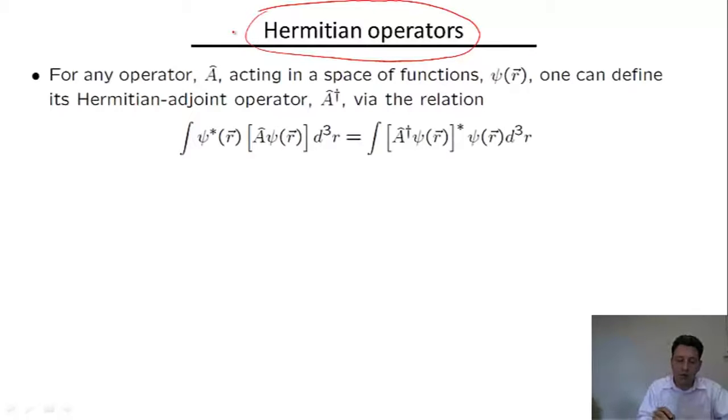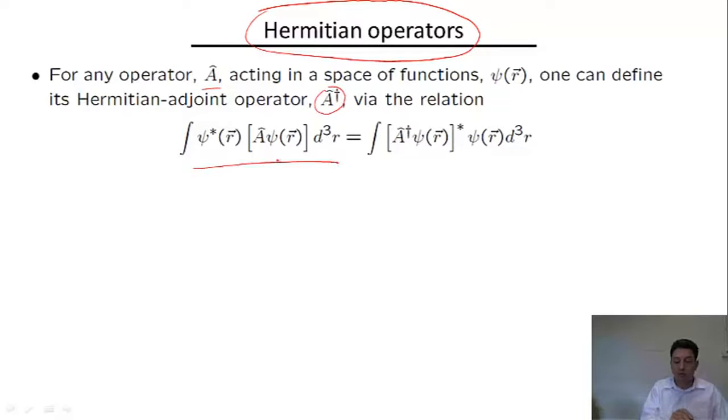Let's imagine we have an operator A acting in a space of functions psi of r. I'm not going to define precisely mathematically what this space is, but we should just think about wave functions that describe the properties of our quantum particles. One can define a Hermitian adjoint operator A dagger to the operator A by the following relation.